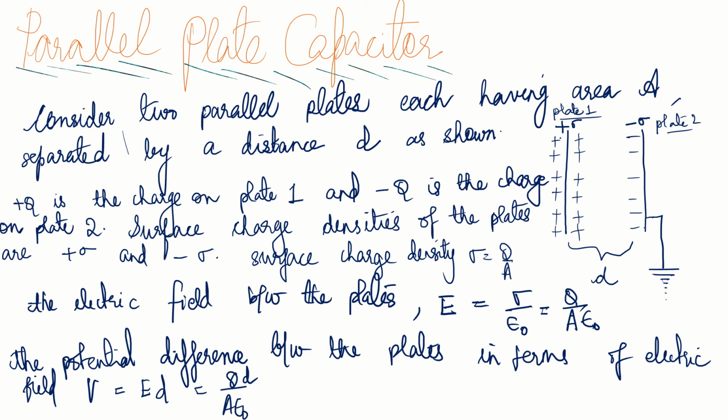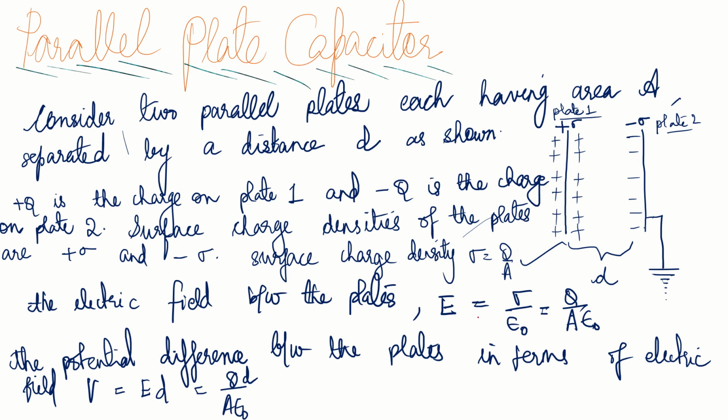Write plus q as the charge on plate 1 and minus q as the charge on plate 2. The surface charge densities of plates 1 and 2 are plus sigma and minus sigma. Also write the formula for surface charge density: sigma is equal to q by A. Now after this we have to find the electric field.